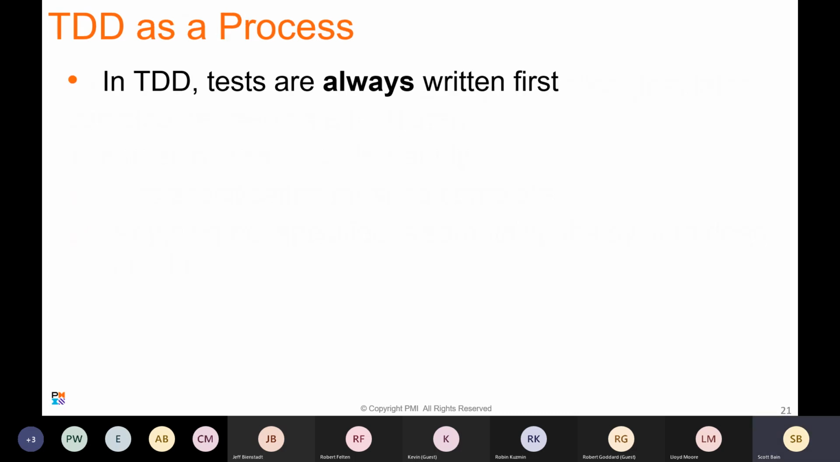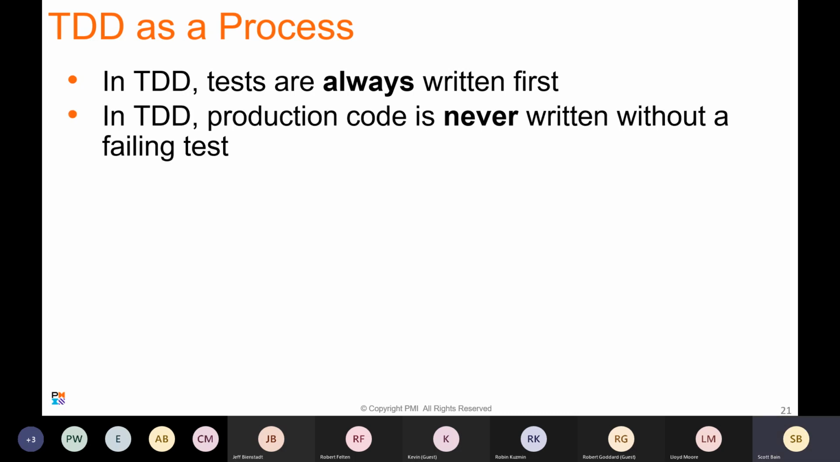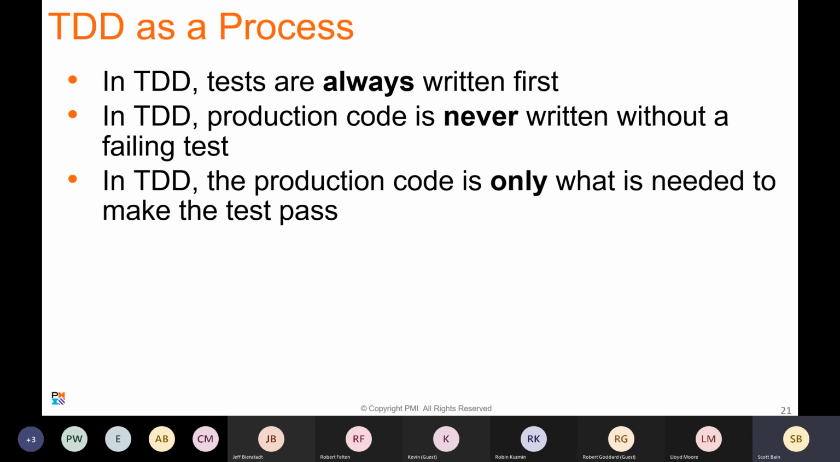In test-driven development, tests are always written first. They reflect the requirement, not the solution, since at that point there is no solution. Production code is written to satisfy the test. No code is written except to make a failing test pass, ever. Also, it's only the code needed for that specific test to pass.